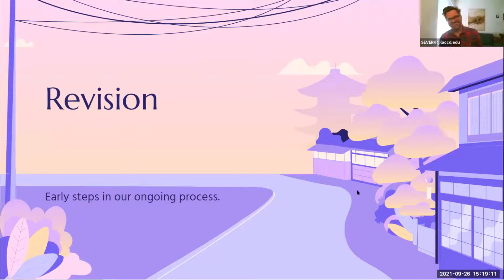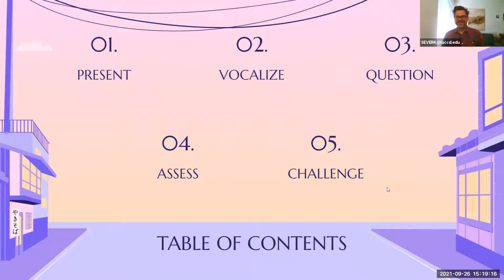Revision. It's so fun. I've broken this slideshow up into 5 steps: present, vocalize, question, assess, and challenge. I kept those vague just to add some mystery to this presentation. I hope you appreciate it. Let me just tell you what revision is. Revision is rewriting your writing. You write something once, when you look at it and make it better, that's revision. But let's talk about some ways to do that.